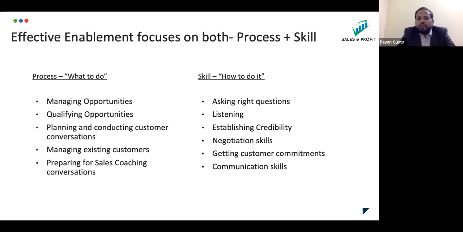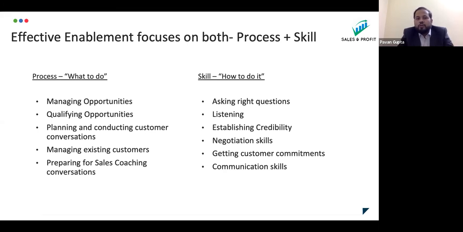The skill piece of it, which we said, does your team know what to do next? Are they asking the right question? Are they listening enough to the customer? Are they able to establish credibility? Are they able to get commitment from a customer? These are important points which every team should know, or this is what we mean by does your team know what to do next in a transaction?